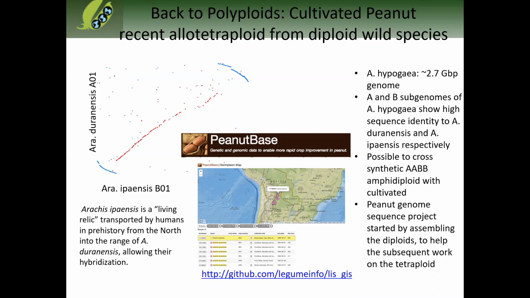Cultivated peanut. It's a recently formed allotetraploid that was formed from a few diploid wild species. So the original genome sequencing was done on the diploids. They recognized early on that the diploids were close enough together that it would be challenging, using the sequencing technologies available at the time, to just sequence the tetraploid directly to figure out which parts went with which subgenomes. So they approached it by figuring out which were the actual progenitor species, and actually one of them, there's only one accession of this species out there, and they believe that it was transported down into the range of the other species by prehistoric humans, allowing this hybridization event that eventually led to the cultivated polyploid. So you can see it there amidst the range of the other species.